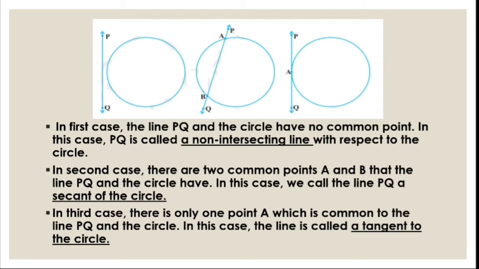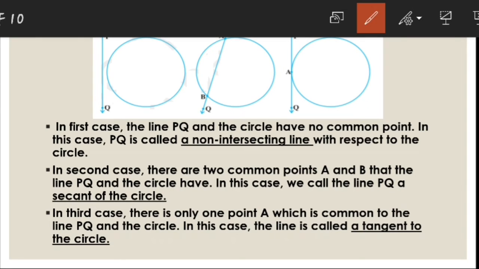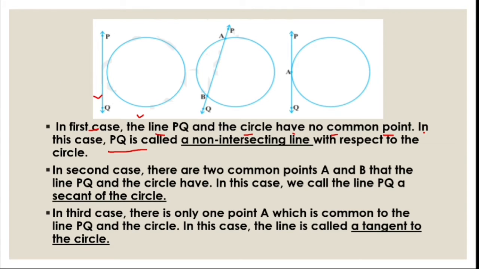Look at the first diagram. In the first case, the line PQ and the circle have no common point. In this case, PQ is called a non-intersecting line with respect to the circle for the first diagram.